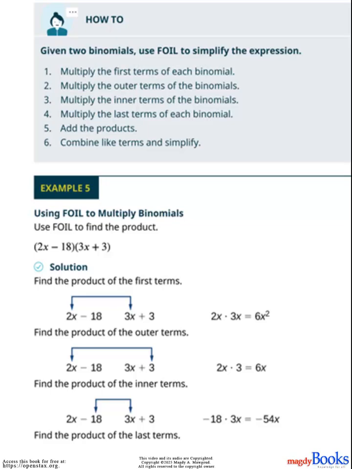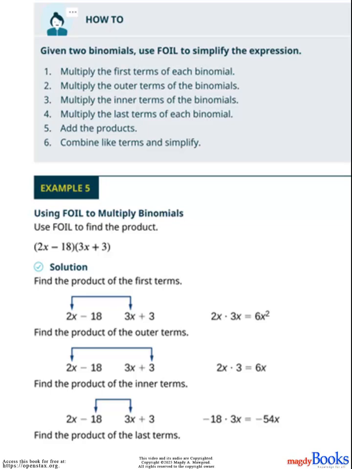Example 5. Using FOIL to multiply binomials. Use FOIL to find the product (2x − 18)(3x + 3). Solution. Find the product of the first terms: 2x · 3x = 6x². Find the product of the outer terms: 2x · 3 = 6x.